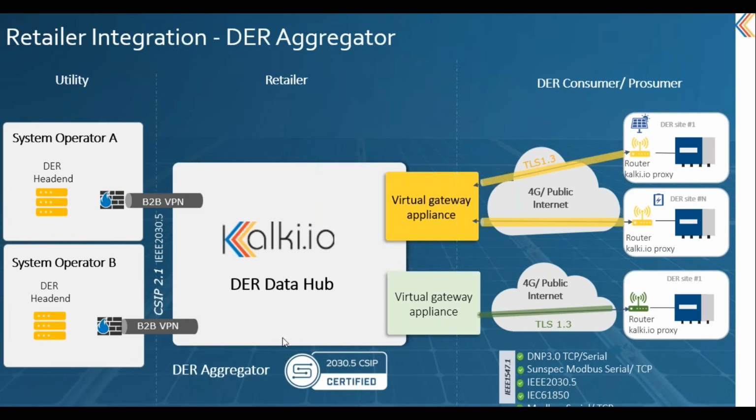And there are two deployment options for the DR aggregator. It could be a hosted service, or it could be software which can be installed on the retailer's network or retailer server as well. And from the retailer network, there will be a B2B VPN link from the aggregator server to the utility data center or DR headend, which will send data over the 2030.5 standard.